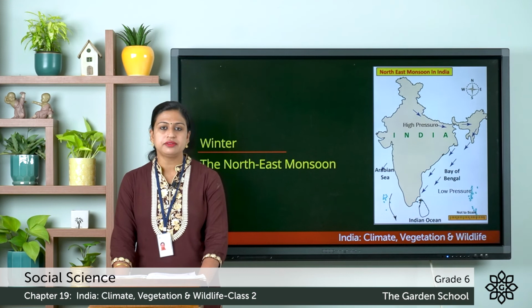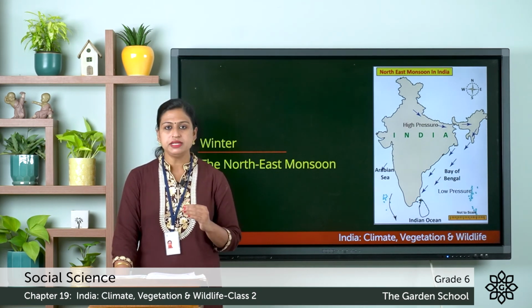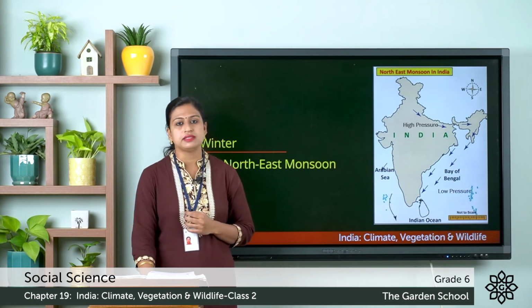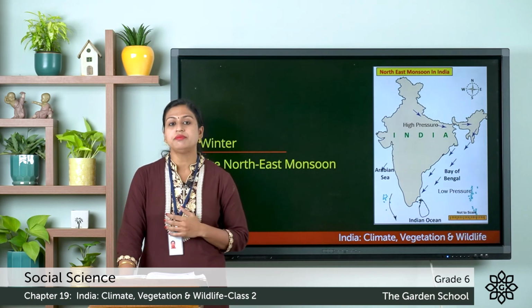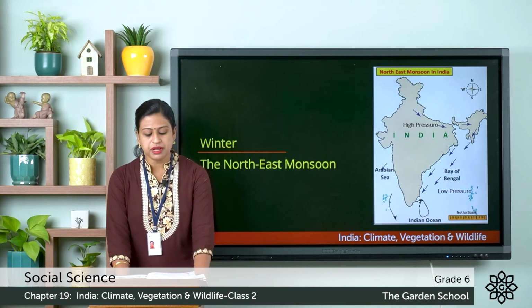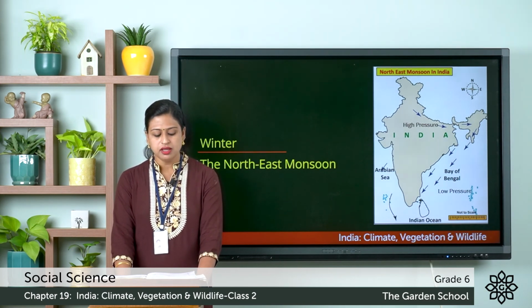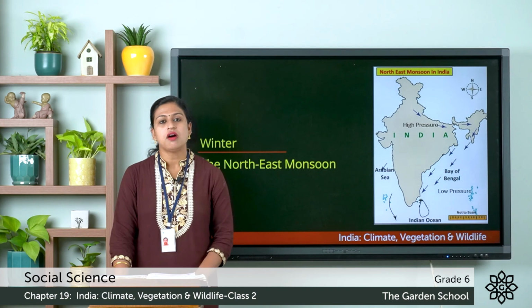Tamil Nadu receives more than half of its annual rainfall in the winter season, which is brought by the northeast monsoon winds. Also some westerly disturbances coming from the Mediterranean region bring rainfall to the northwestern part of India like Punjab, eastern Rajasthan, western Uttar Pradesh and Delhi. So this was about the major seasons of India.